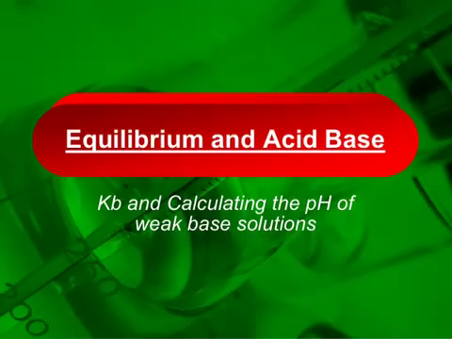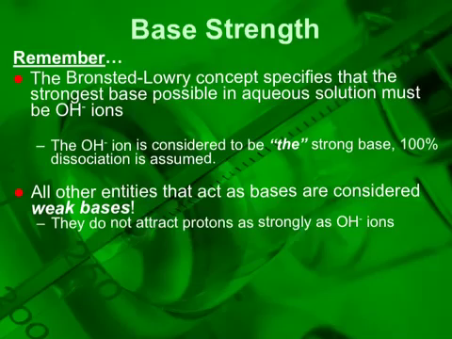In this video, we'll use the concept of Kb to calculate the pH of weak base solutions. But first, let's review the Bronsted-Lowry definition of a base. The strongest base must be the OH- ion. They're going to attract hydrogen ions strongly to produce water. Everything else is a weak base, and they do not attract protons or hydrogens as strongly as OH-.